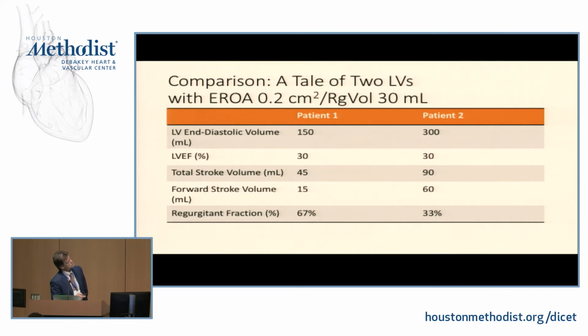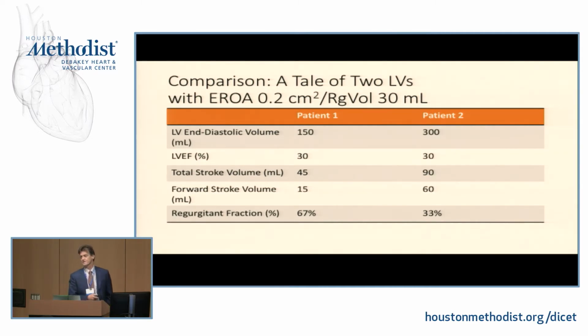Let's take two patients. Both have an ERO of 0.2. Both have a regurgitant volume of 30. And remember, this was proposed as a new definition of severe MR, although that's been changed back. So this LV has a diastolic volume of 150, this one's 300. They both have an EF of 30, that gives them a total stroke volume of 45 and 90. If you subtract this regurgitant volume of 30 from the total stroke volume of 45, you got a forward stroke volume of 15.